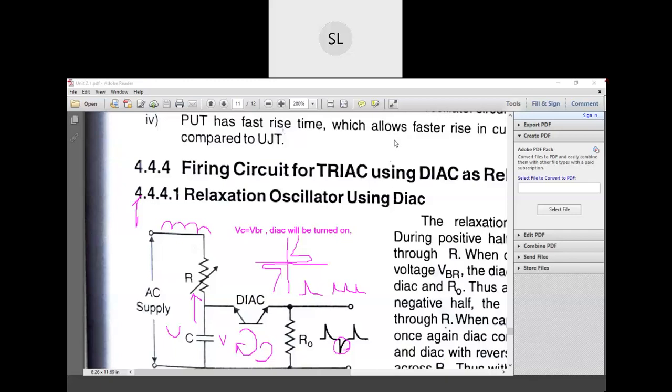Actually, the commutation techniques are line commutation, load commutation, forced commutation, and external pulse commutation. So these are the main categories of commutation techniques, and they have been subcategorized as Class A commutation, Class B commutation, Class C commutation, Class D commutation, Class E commutation, and Class F commutation. Okay, so in the next session, we will discuss how the conducting thyristor can be turned off using the various commutation techniques. Okay, so today we will stop here and we will continue in the next session.